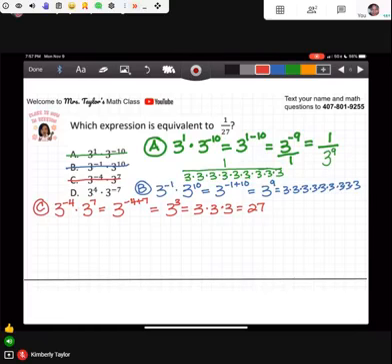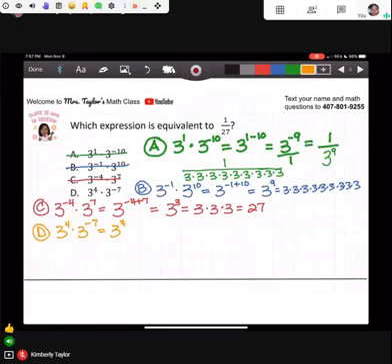So now let's go to answer choice D, which has to be my answer. So let's check it out. 3 to the 4th times 3 to the negative 7 is, again, they have the same base. You have to add the exponents because you're multiplying. So this is 3, and this is 4 plus negative 7, or I could just write 4 minus 7. And I'm going to get 3 to the negative 3rd power.